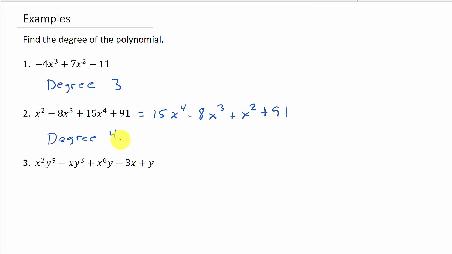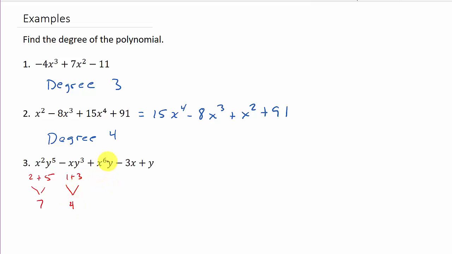Alright, so the last one here, you can see we've got two variables. Okay, we've got an x and a y. Well, to get the degree of each term, what we do is we add the exponents. So the 2 plus the 5 here, well, that's going to give us 7. Here, there's no exponent there, so it's understood to be a 1. So this would be 1 plus 3. So the degree of this term would be 4.